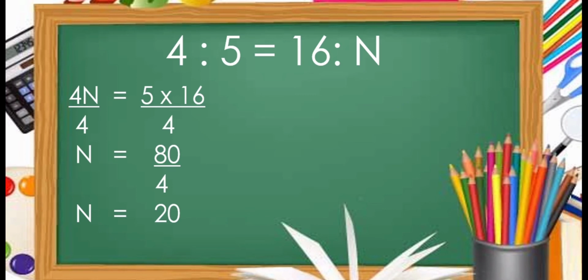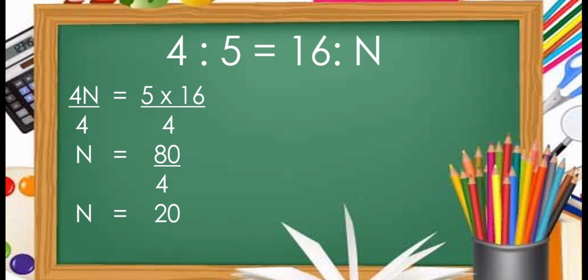To find the value of n, n is equal to 5 times 16, divided by 4. 5 times 16 is equal to 80. Divided by 4 is equal to 20. So, the value of n is 20.